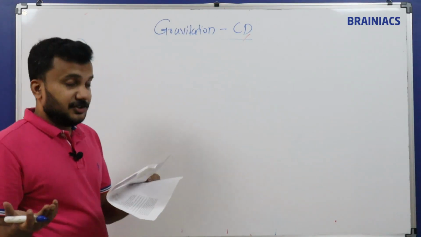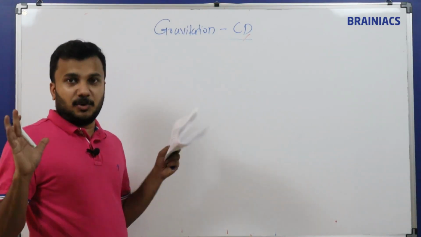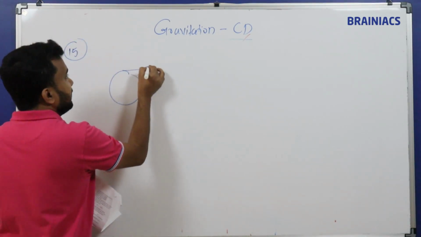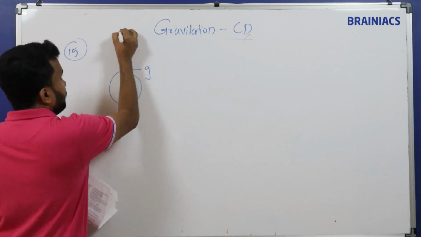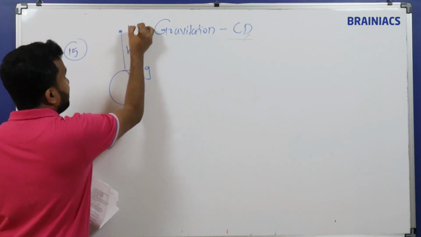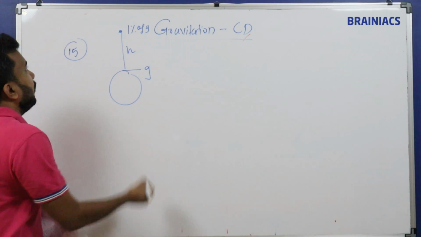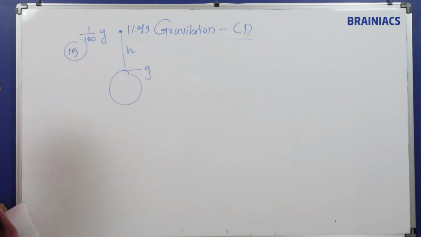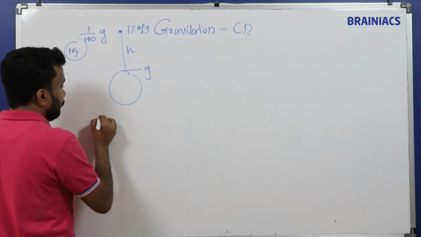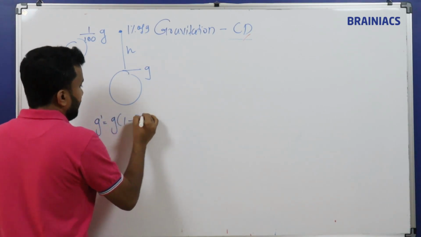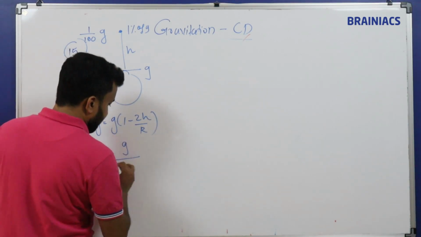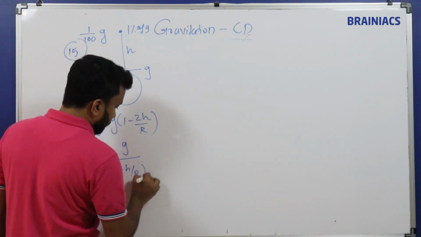Acceleration due to gravity changes by how much? Only 1%, comparable to the value at the surface. So at the surface it is g, and at a height h it becomes 1% of g. 1% of g means 1 by 100 into g. I told you we have two formulas: g' equal to g into (1 minus 2h by R), and g' equal to g divided by (1 plus h by R) the whole square.